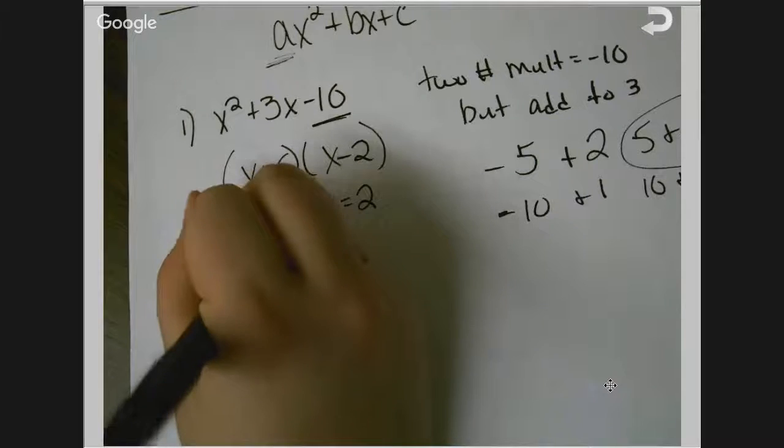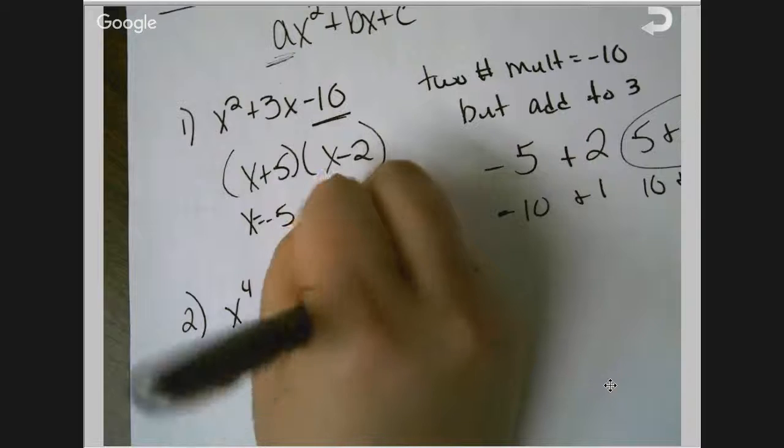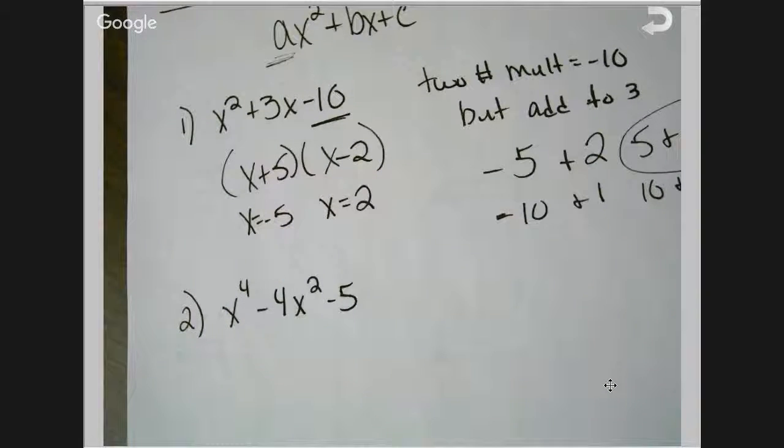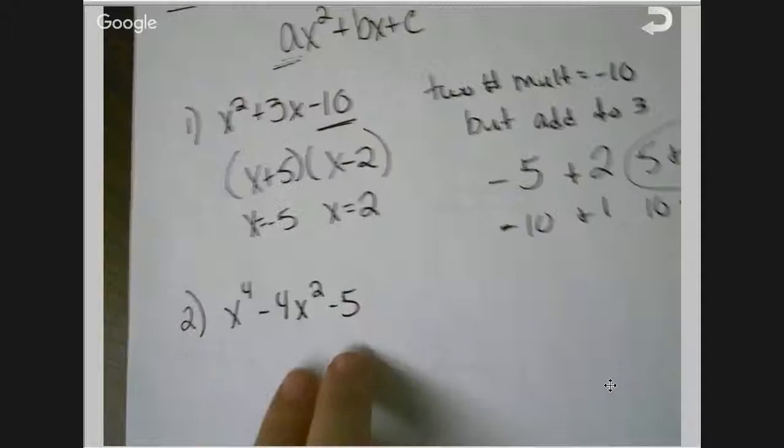x to the 4th minus 4x squared minus 5. It looks different because you have to the power 4 and to the power 2, where you're used to a power 2 and a power 1. It's not going to work any differently. The only difference is here you had an x and an x. There it will start with an x squared and then an x squared.